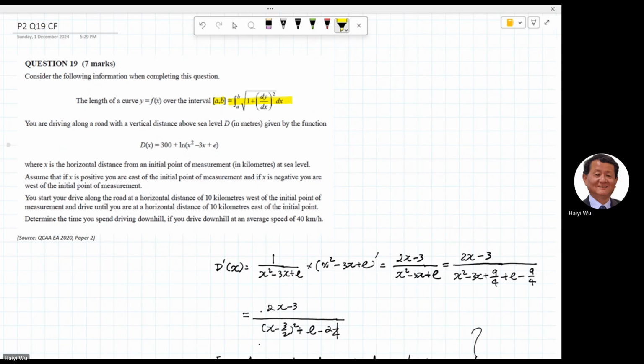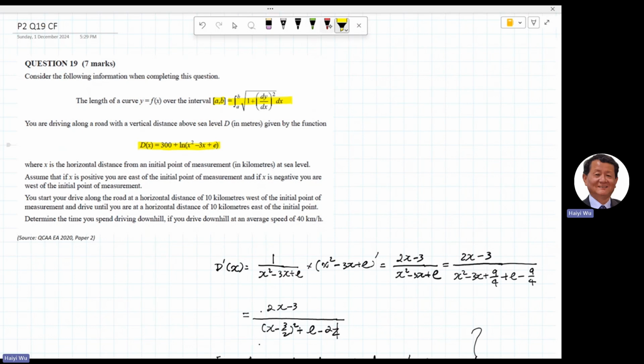So if we have a d(x), which is the curve, the vertical, this d means depth, the vertical distance above sea level is given by this equation, 300 plus log of x squared minus x plus e. So x is the horizontal distance from the start.